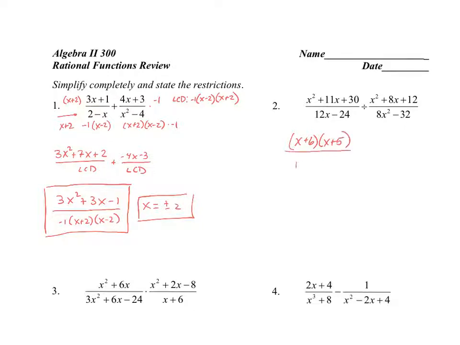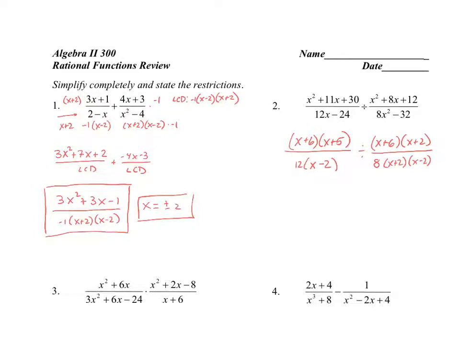Denominator will be common denominator of 12 times x minus 2 divided by x plus 6, x plus 2, and we'll have a common denominator, a greatest common factor of an 8, and we'll be left with x squared minus 4, which of course we'll factor as x plus 2 times x minus 2. So I took out the greatest common factor, and then I factored it as difference of squares.